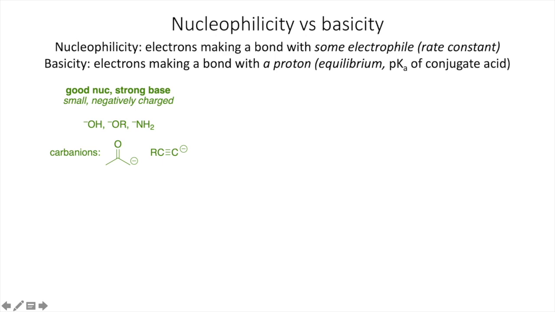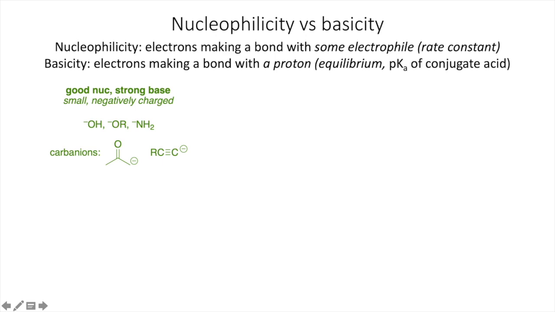Here's a set of compounds that are good nucleophiles and strong bases. Generally speaking, things that are small and negatively charged. So hydroxide, methoxide, ethoxide, conjugate bases of alcohols, conjugate bases of amines, which are confusingly called amide or amides for some reason. But all of those small, negatively charged things, a lot of electron density, and really any carbanion, so anything with carbon with a negative charge.